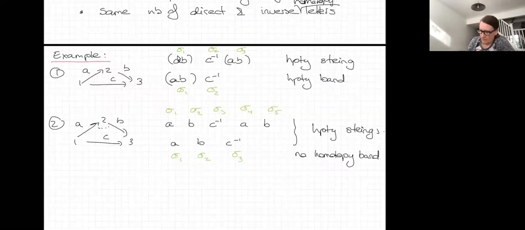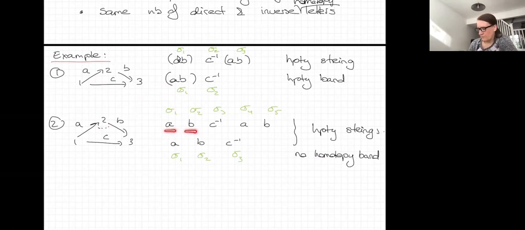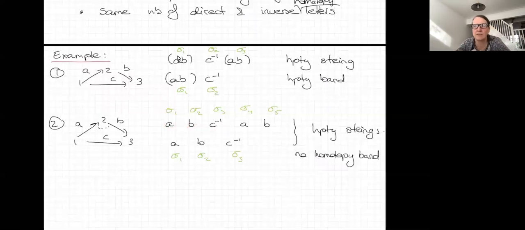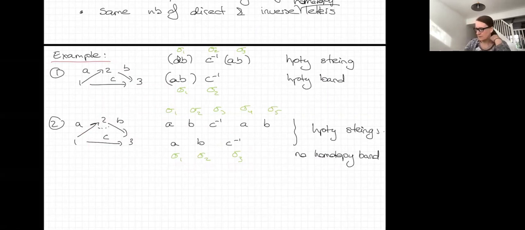If we now add a relation between the arrows A and B, then something changes. Namely, now AB no longer is a homotopy letter, but we can form a homotopy string by concatenating A with B with C inverse, similarly to the above. What changes now is that A is a homotopy letter, B is a homotopy letter, and then C inverse, and so on. And so if we try to go around and form a homotopy band, this no longer works, simply because there are two direct homotopy letters and one inverse. And so this third condition is not fulfilled.